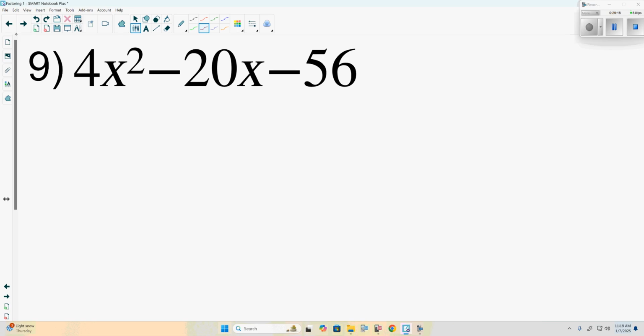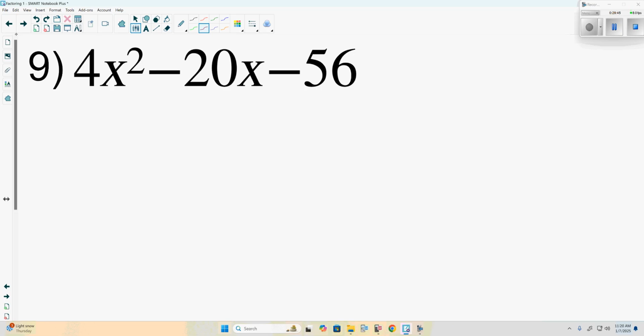All right. 4x squared minus 20x minus 56. First step's greatest common factor. Is there a greatest common factor between these 3 terms? I think there might be one. Because 4 and 20 have a greatest common factor of 4, because 20 would go to 5, yes.